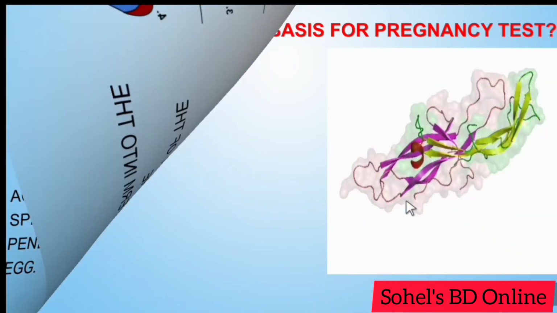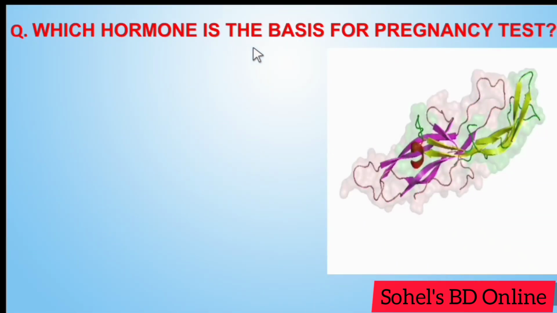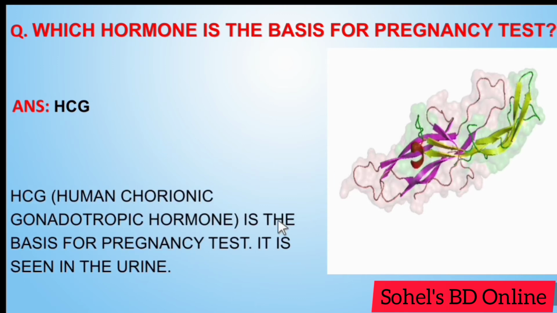Next, which hormone is the basis for pregnancy test? Answer: HCG. HCG, or human chorionic gonadotropin hormone, is the basis for pregnancy test. It is seen in the urine.